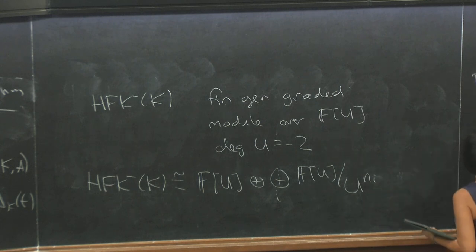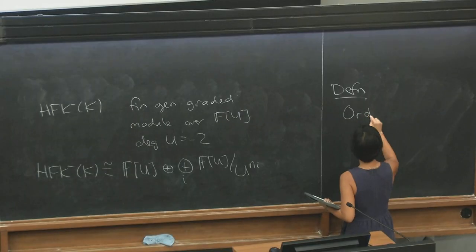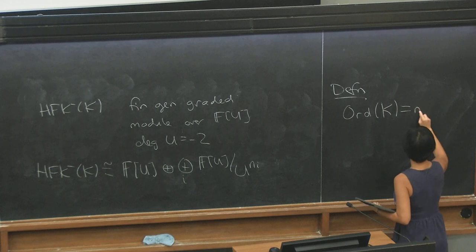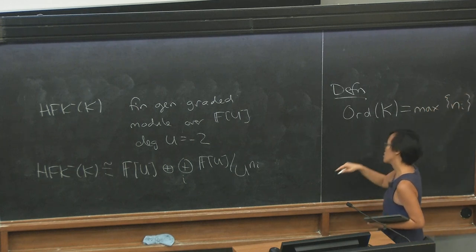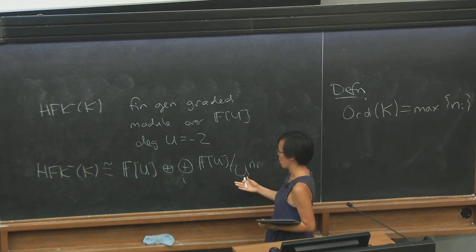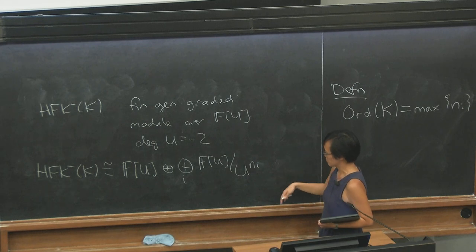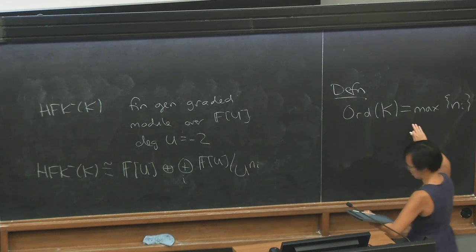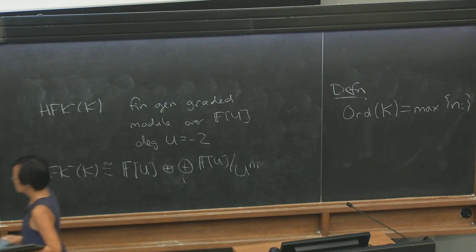Great. And so you can define a measure of complexity associated to this called the order of K, which I'll just declare to be the biggest N_i. If you're worried that it depends on your choice of splitting, you could just look at the torsion submodule and look for the smallest power of U that annihilates the torsion submodule, and that'll be the same as this.